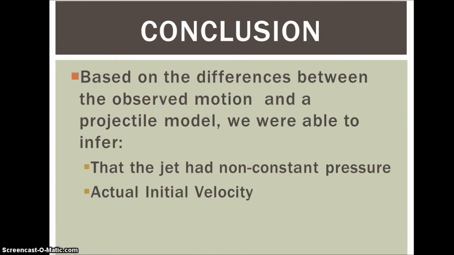In conclusion, based on the differences between the observed motion and the projectile motion, we're able to infer the jet had non-constant pressure, meaning it changed from low to high pressure during the course of the video, and we were able to figure out what velocity the high pressure water was coming at to make it achieve the height of about 2.5 meters.